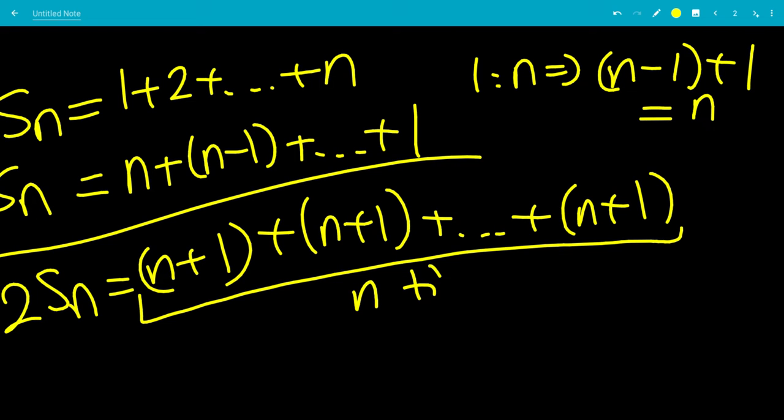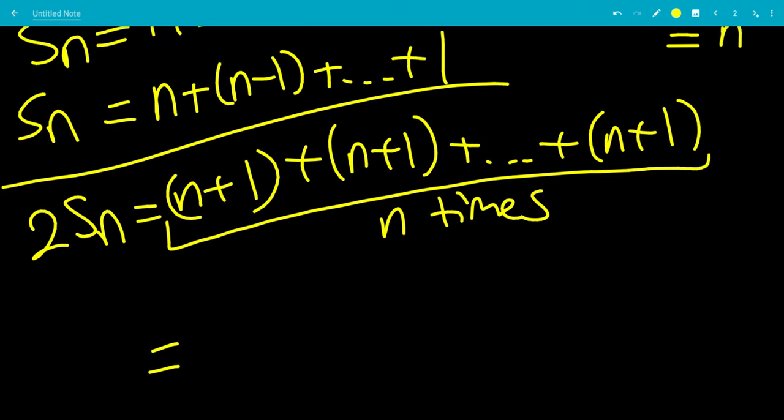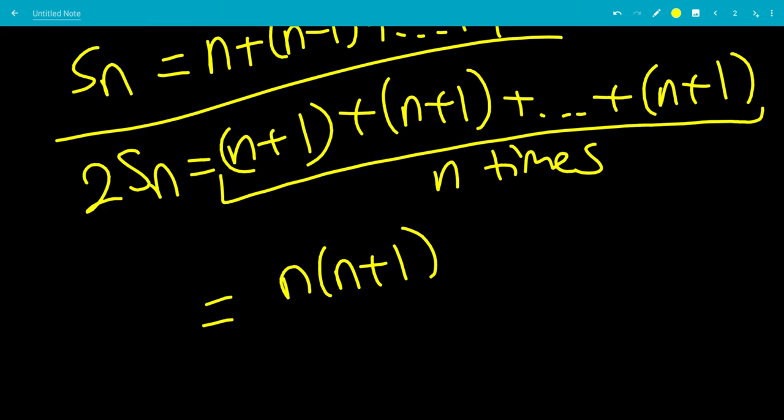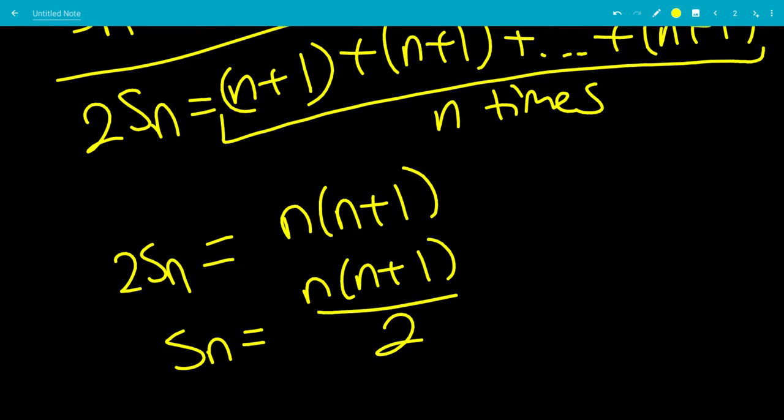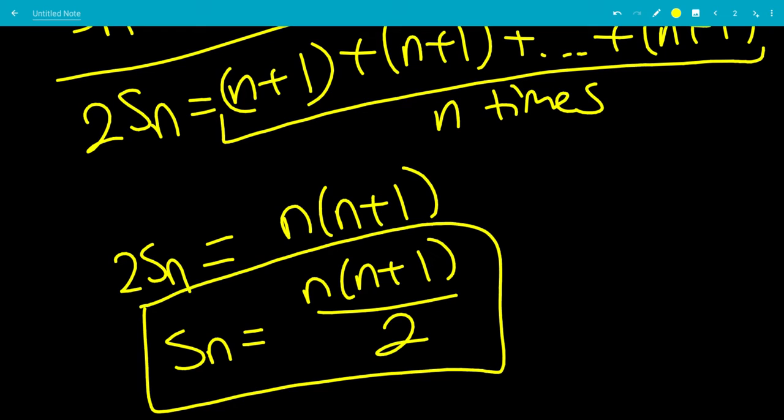This is n times. Okay, so if we add something up n times, we just multiply it by n. So we have n times n plus 1. Now we have 2s of n on the left-hand side. And of course, n is an integer, so you're allowed to do this. So s of n is n times n plus 1 all over 2. So that's the first method.